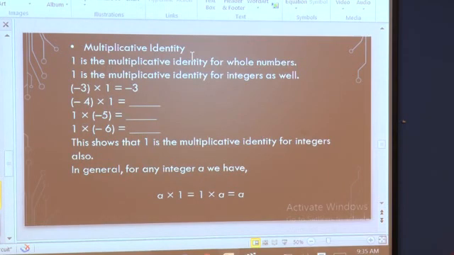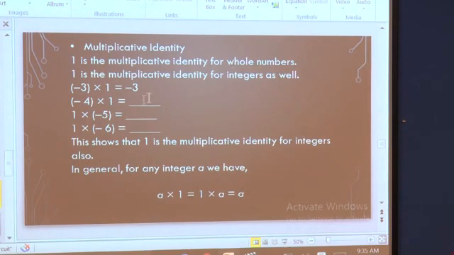Multiplicative identity. What is the identity of multiplication? Yes, you are right. 1 is the multiplicative identity for whole numbers. Is it possible that it is a multiplicative identity for integers also? Yes, we will see that today. When 1 is multiplied with a whole number and 1 is multiplied with an integer. So, here minus 3 into 1, what will be the answer? Yes, you get the integer itself. Here also minus 4 into 1 is minus 4.